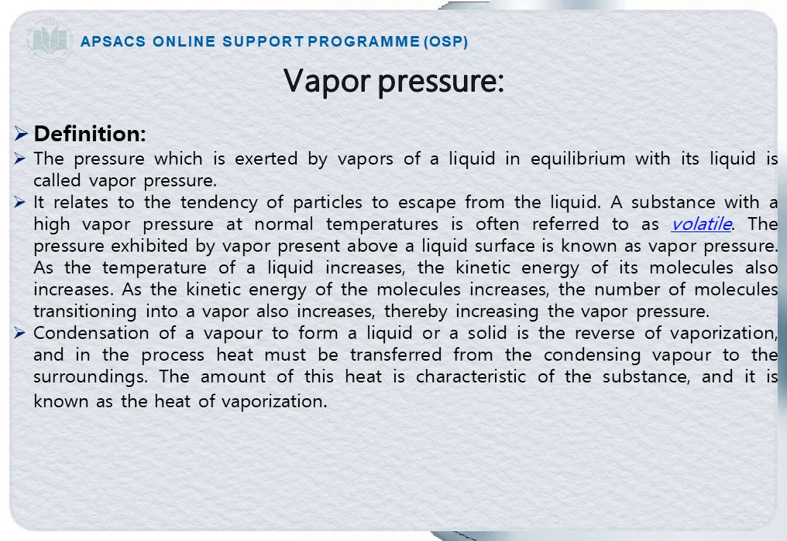Those substances which vaporize at normal temperature, means that they have high power of vaporization. They have greater ability to vaporize because even at normal temperature their vapor pressure is high. So that's why such type of substance which have high vaporizing power we call volatile. The pressure exhibited by vapor present above a liquid surface is known as vapor pressure. Means the pressure which is exerted by vapors.